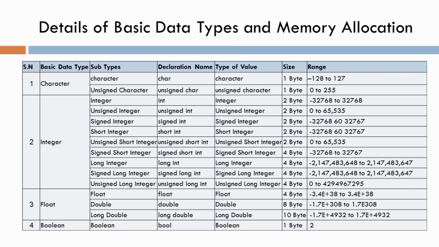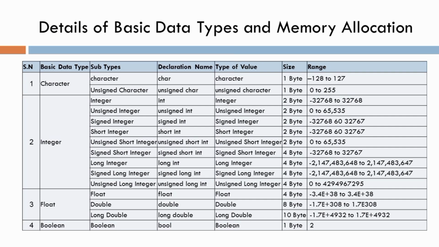Next, they are declared with a simpler name. For character, we only write char. Similarly, for the rest of the data, we use simple terms. This is the way of declaration, and after that type, we write the name of the variable. Next, in the fifth column, is given the type of value that will be stored by the variable declared through that data type. And next, we have the size, that is, how much memory will be allocated for that specific type of data. For character, it is only 1 byte, whereas for long double, which is a float, it is 10 bytes.